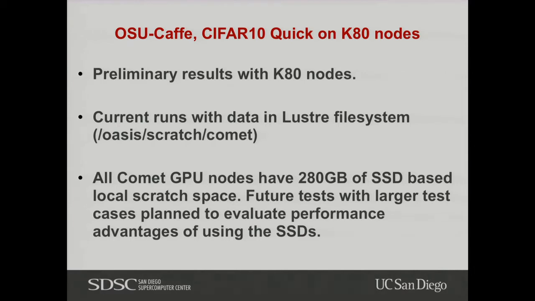So the other thing I was trying was the OSU-Caffe test cases. Today I have the results for the CIFAR10 quick case. This is preliminary results with the K80 nodes. Here what I did is kept all the data in the database in the Lustre file system. I was talking to Amar, and he was saying the SSDs probably do a lot better. So this is something that I'm going to try in the future, because we actually have 280 gigabytes of SSD on each GPU node. So we can try scaling out with a bigger problem and see how that does.